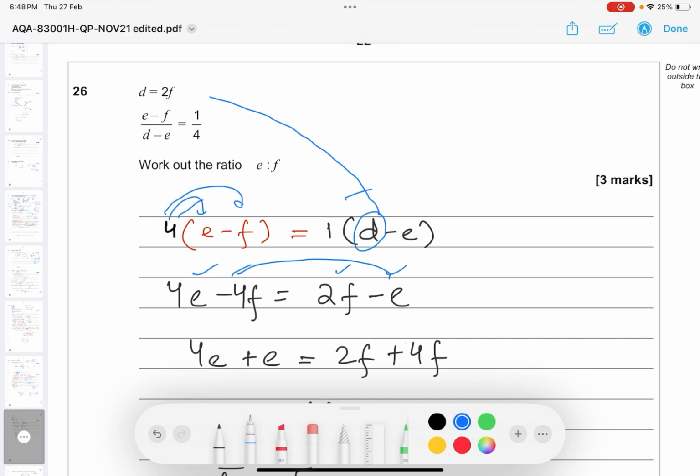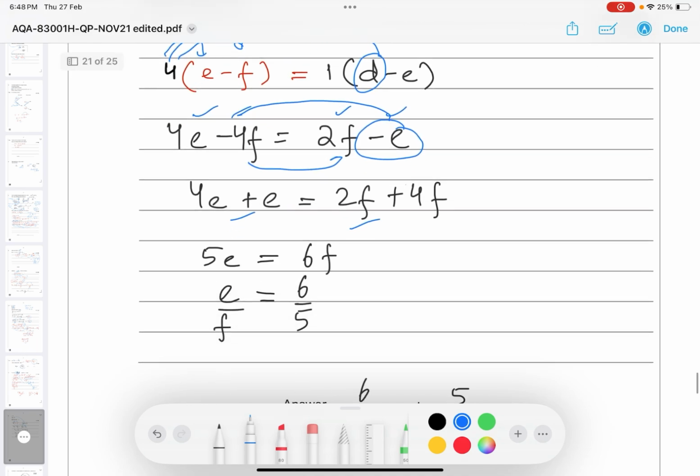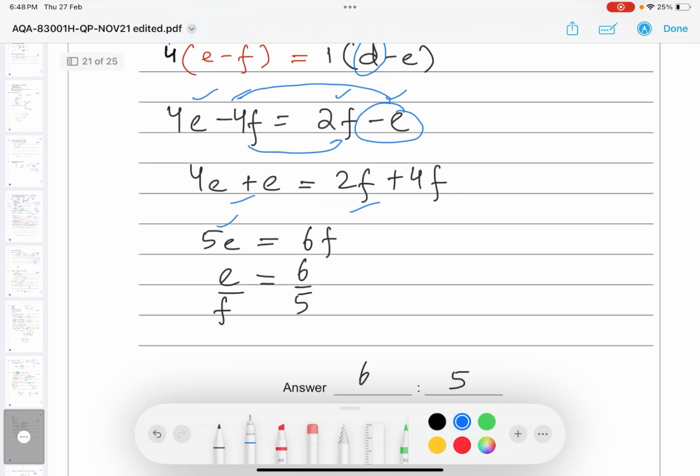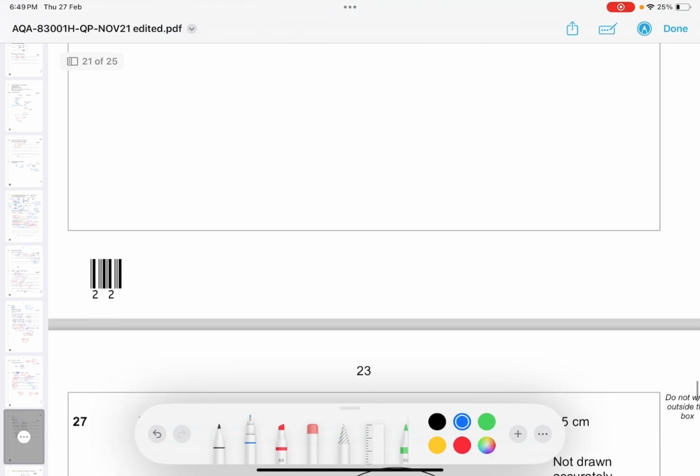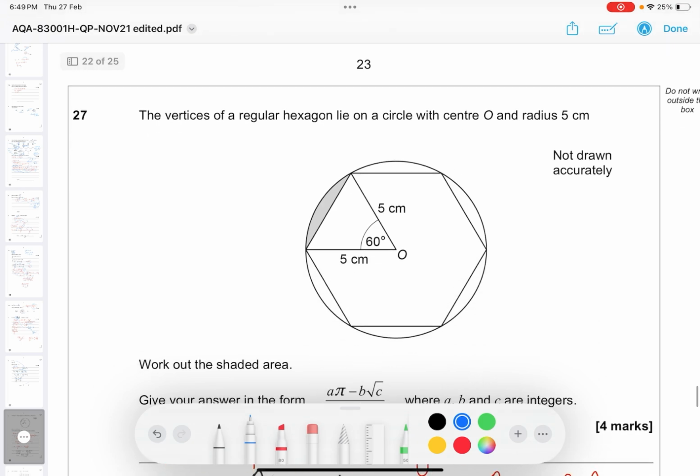Take e on one side and f on one side. The sign will change, 4e plus e and 2f plus 4f, which will result in 5e equals 6f. Now take f to one end and this 5 to the other end. It would be e by f equals 6 by 5. Very good, you got the answer correct. Let us move on to the next question.